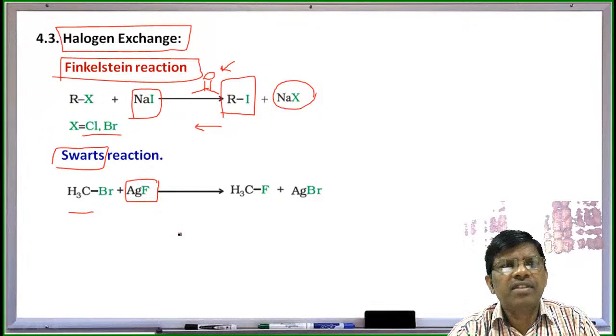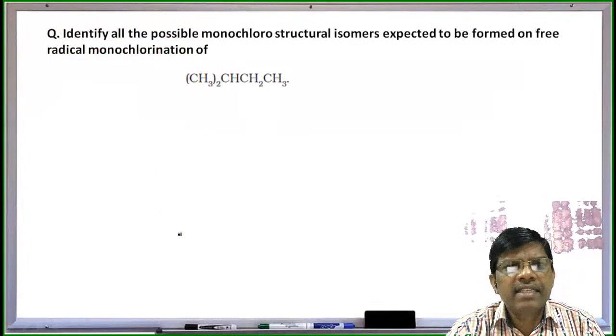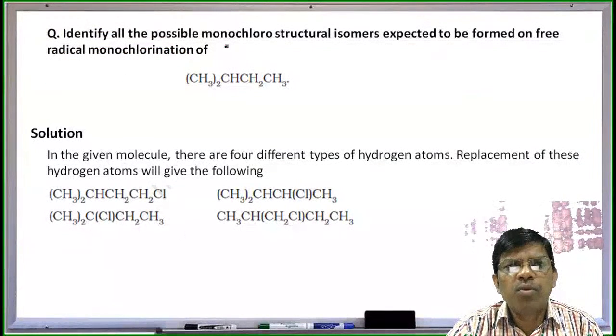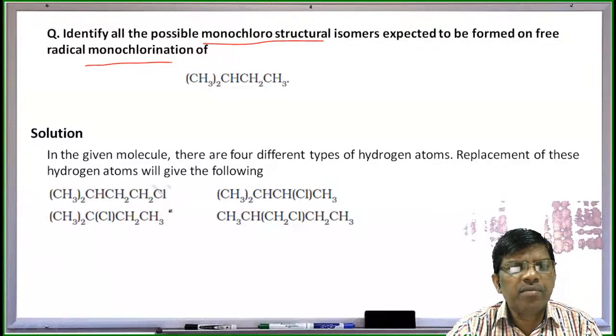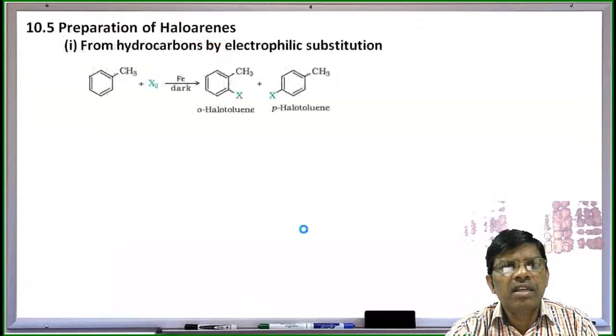Yes students, so this is all about haloalkanes. Before moving further, let us see some questions. Identify all the possible monochloro structural isomers expected to be formed on free radical monochlorination. It is very simple. Monochlorination: 1-chloro, you can make this 2-chloro. Here also you can form, and here you can work out on your own, students.